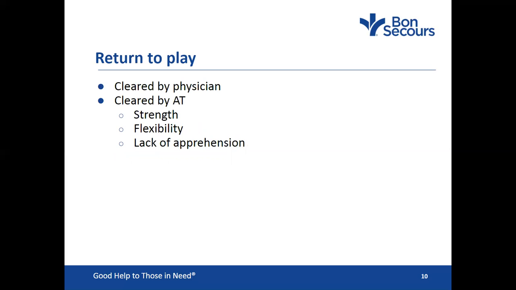To return to play following surgery, the athlete must be cleared by the surgeon and the athletic trainer. Once the athletic trainer receives documentation from the surgeon stating the athlete has been cleared, the athletic trainer will then put the athlete through functional testing. This ensures that the athlete has the strength and flexibility to safely complete the physical demands of their sport. The athlete should also display a lack of apprehension of re-injuring their ACL prior to returning to play.